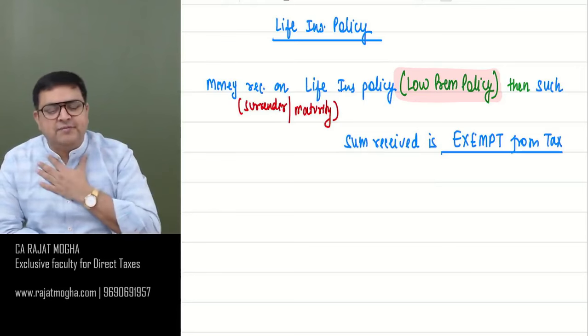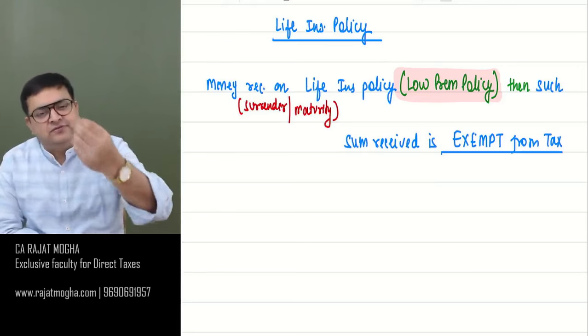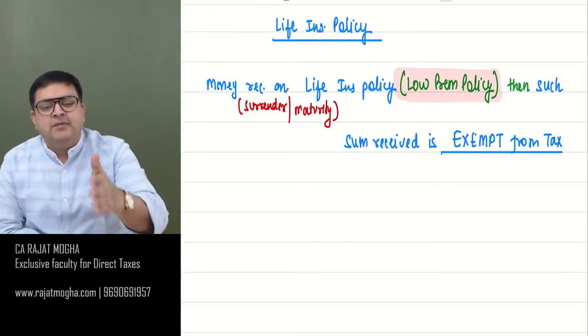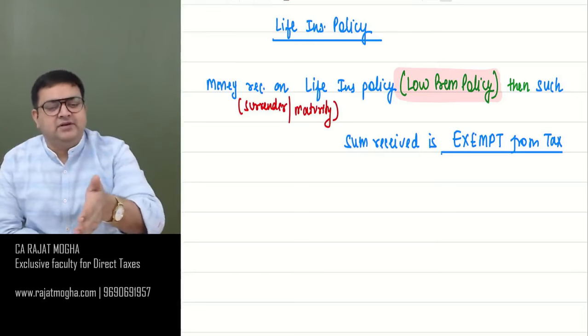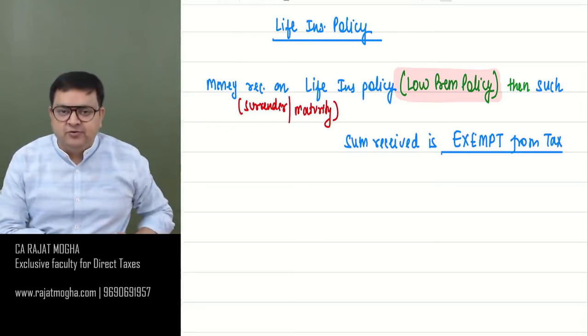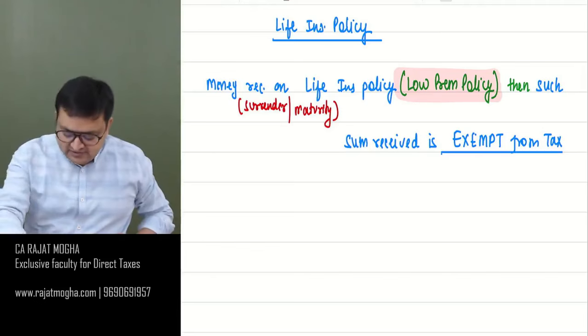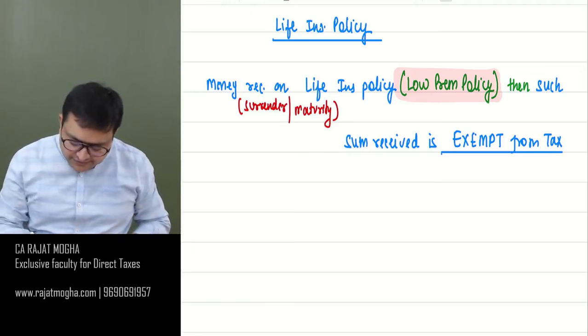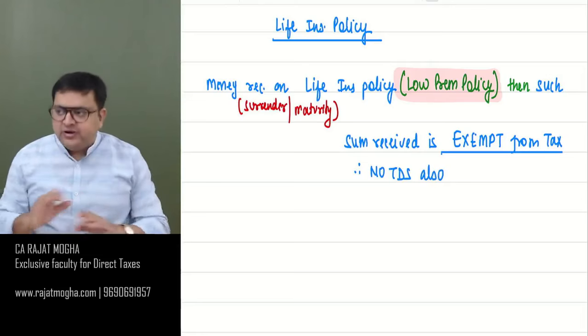I'm an insurance company. I will not deduct TDS. I'll give you this 4 lakh, 5 lakh, whatever I am giving you, without TDS. Why? Because it was a low premium policy, and a low premium policy is exempt in the hands of the person who receives it. So since it is exempt from tax, I will not deduct TDS.